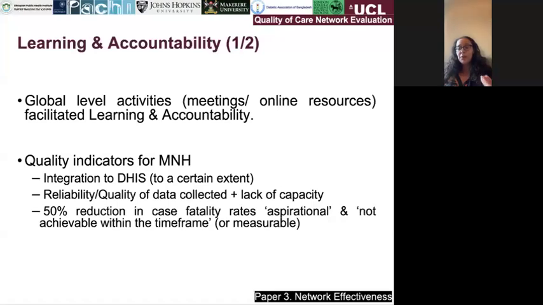The work of the QCN on indicators and monitoring did bring attention to the importance of health data for quality of care improvements. But at the end of our data collection, there was still a lot of work to achieve in all countries to collect, integrate, and analyze reliable data. The lack of human resources and the capacity around M&E makes this difficult to achieve. So the 50% reduction in case fatality rates remained aspirational and not achievable within the time frame or even measurable.